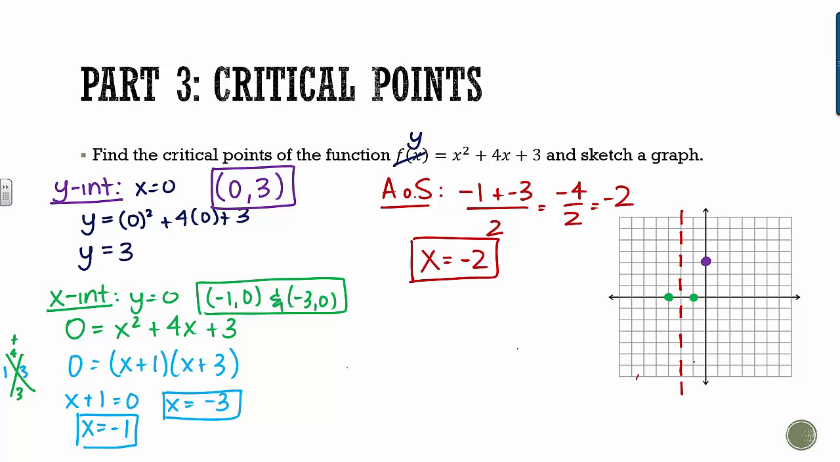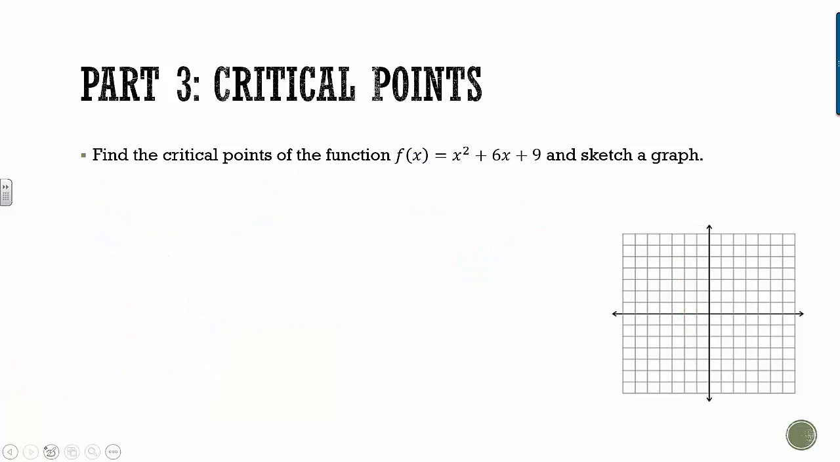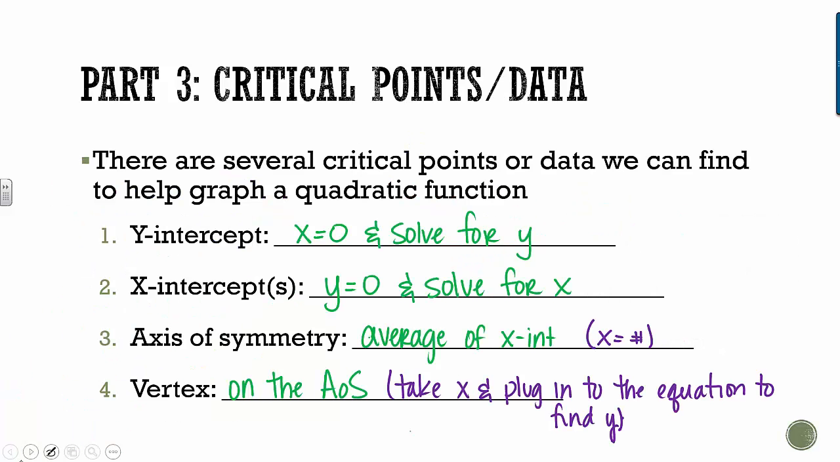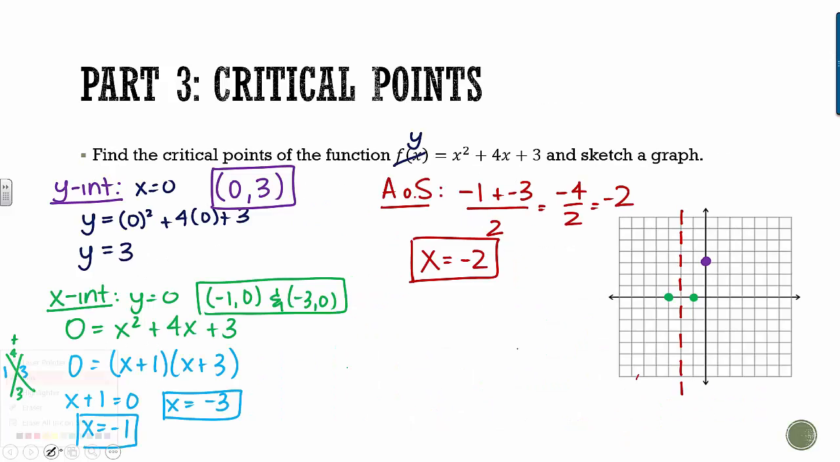If I was to fold my paper on that line, I would end up with the same thing on both sides. So then the last thing we're going to find is our vertex. And remember, this vertex is on the axis of symmetry. So if it's on the axis of symmetry, I know part of my point already. I know the x part is -2. I just need to find the y part.